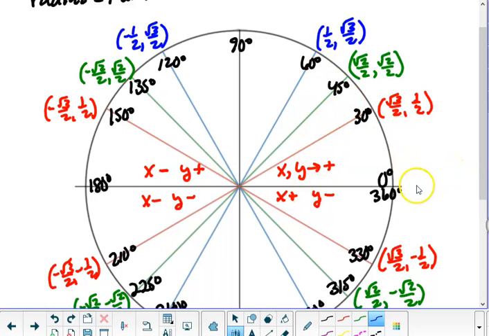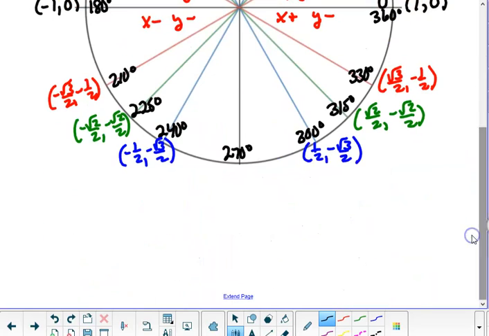So what are the coordinates at 0? Okay, this is a unit circle. It has a radius of 1. So how far out am I going in the x direction? Hopefully you'd say 1. How far in the y direction? 0. If we go up to 90, how far out am I going in the x direction? 0. In the y direction, 1. If I go to 180, I'm going negative 1 in the x direction and 0 in the y direction. And if I am going to 270, it's 0, negative 1.